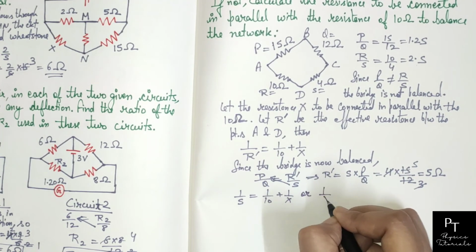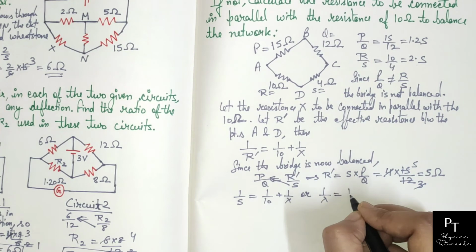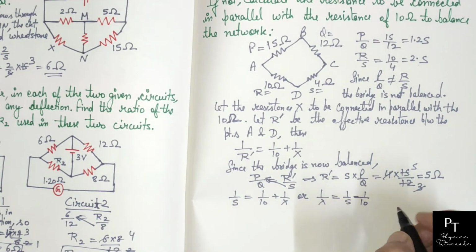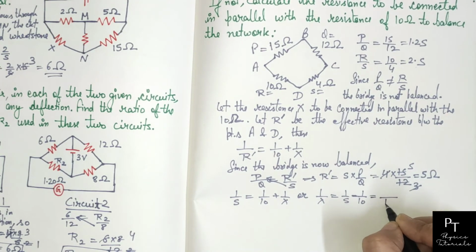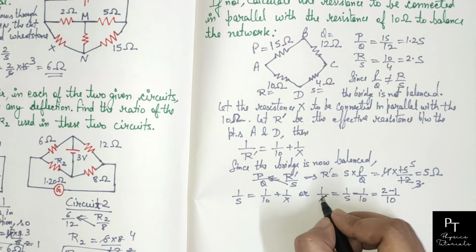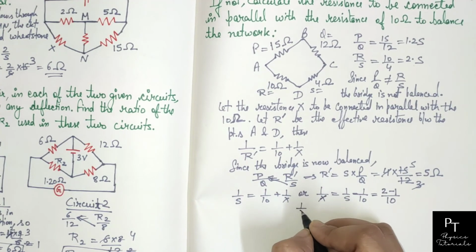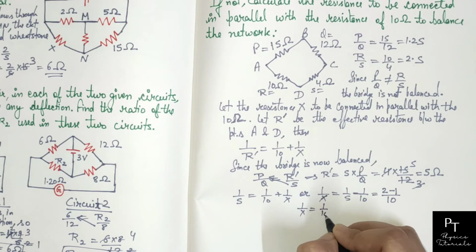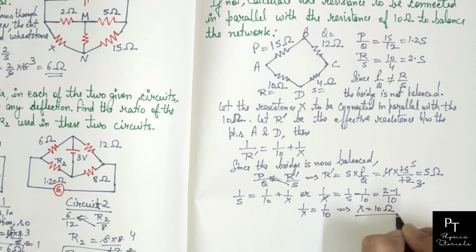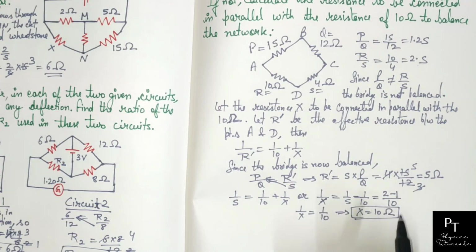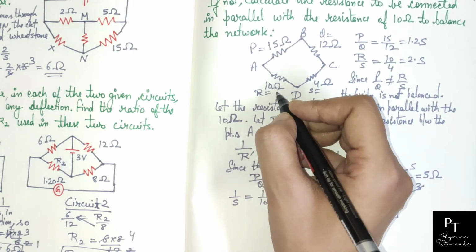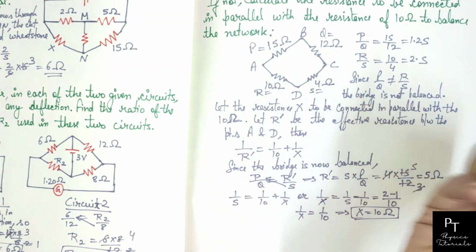or we can write 1 by X equals to, ये उधर चला जाएगा, subtract हो जाएगा, 1 by 5 minus 1 by 10. Now LCM will be 10. Here we have 2 minus 1. So यहाँ से 1 by X आ जाएगा हमारा equals to 1 by 10, which implies that X equals to 10 ohm. So हमें इस नेटवर्क में 10 ओम के रेजिस्टेंस को इस रेजिस्टेंस के साथ पैरेलल में लगाना होगा, एंड हेंस जो ये नेटवर्क है ये बैलेंस्ड हो जाएगा.